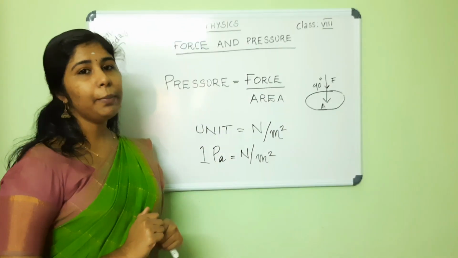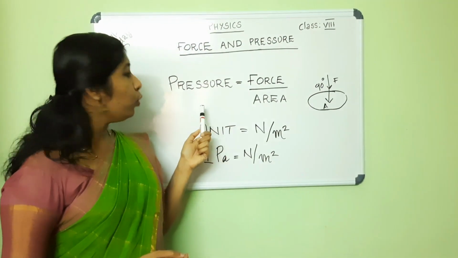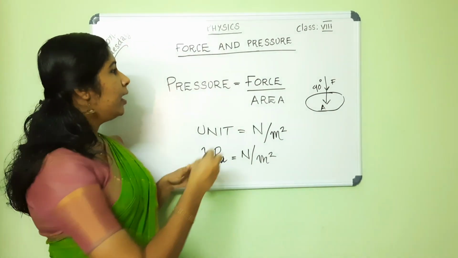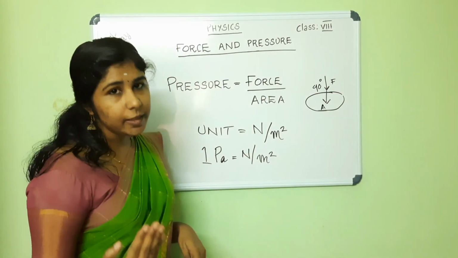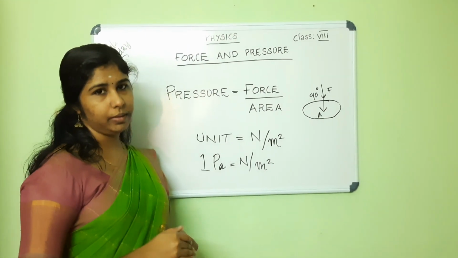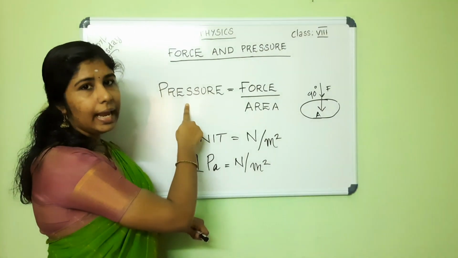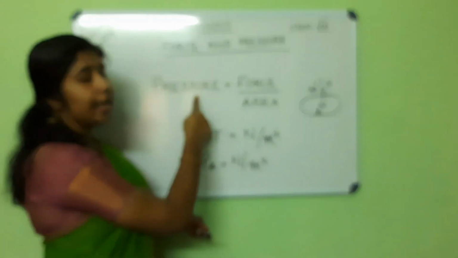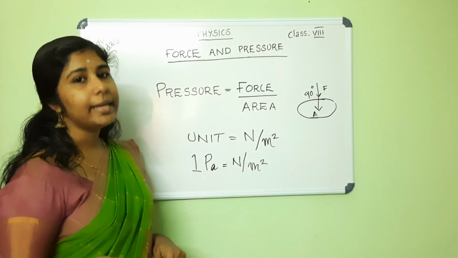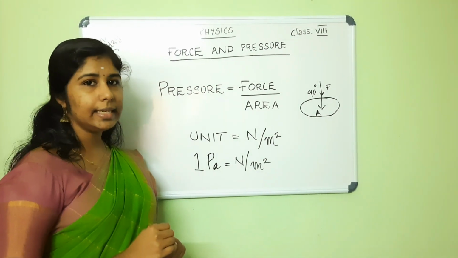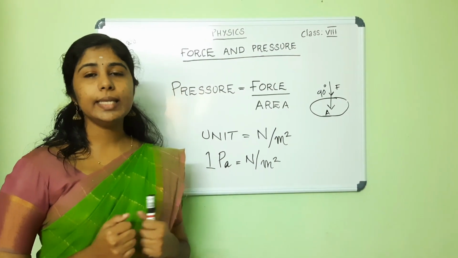How does the force affect pressure? Here, the greater the force applied, the more will be the pressure, because the pressure is directly proportional to the force. Then, the greater the area, the pressure will be less, because the pressure is inversely proportional to area. So, the greater the area, the less the pressure. Okay, is it clear?